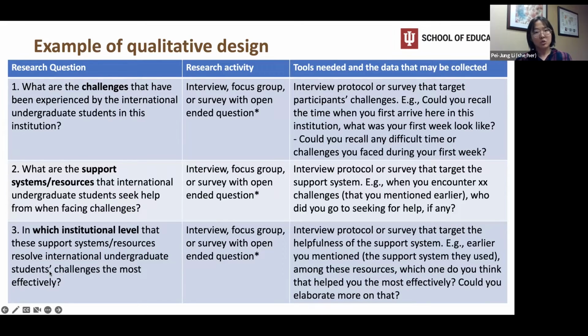And so again, how these tools can answer these research questions is that this interview protocol would target participants' challenges. For example, I would start with, could you recall the time when you first arrived at this institution and what your first week looked like? Or you could invite them to recall the typical first day. And following that, you could ask, could you recall any difficult times or challenges you faced during your first week? So you move from general and then narrow it down.